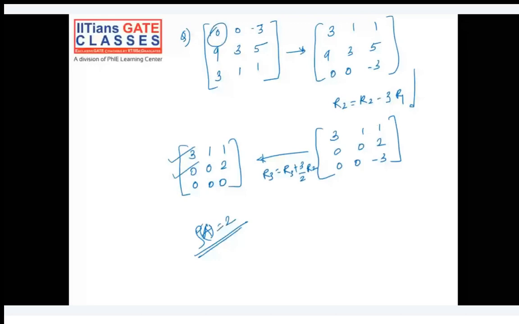Let me give you a few more questions. Can I proceed to the next slide? A matrix A which is n cross n, such that Aij is equal to i into j, then find the rank of matrix A. Solve this question.